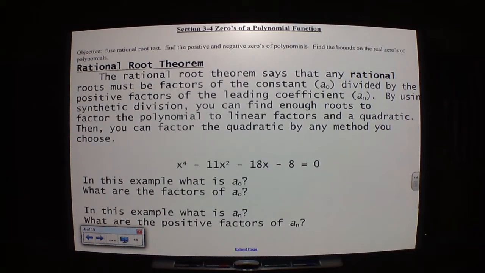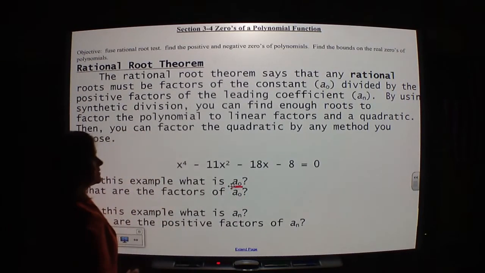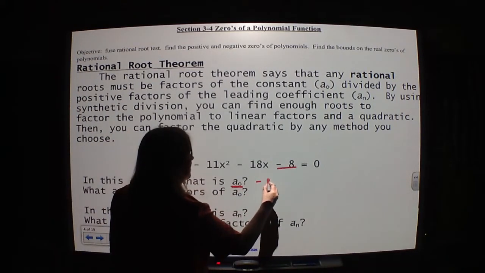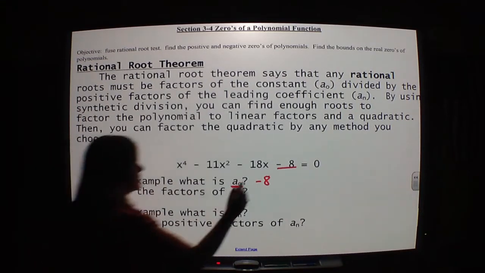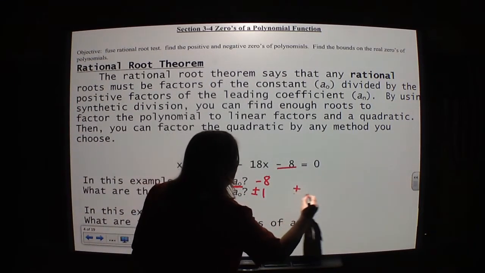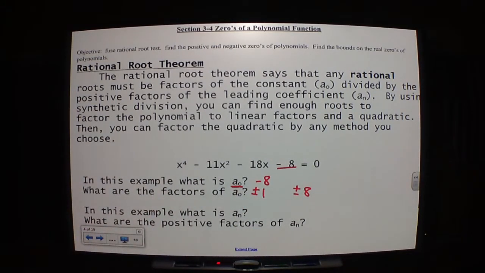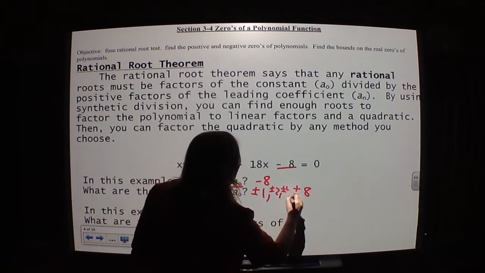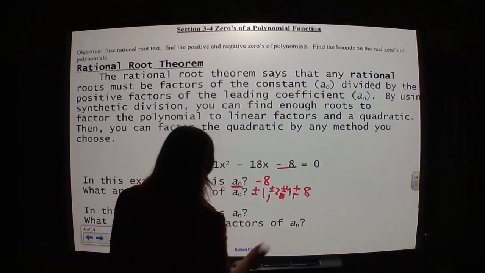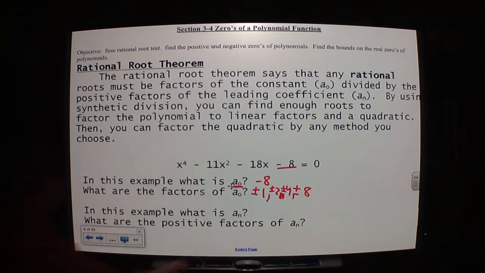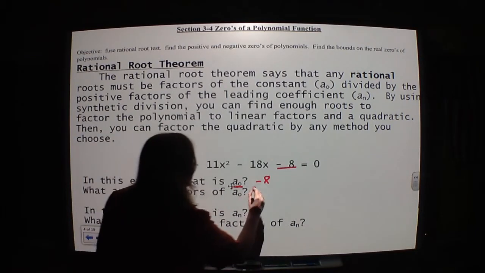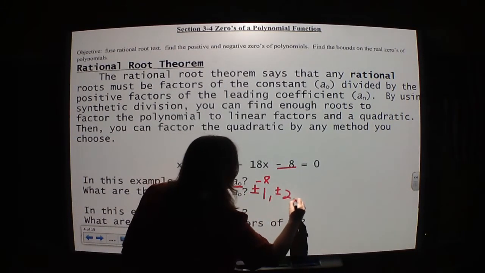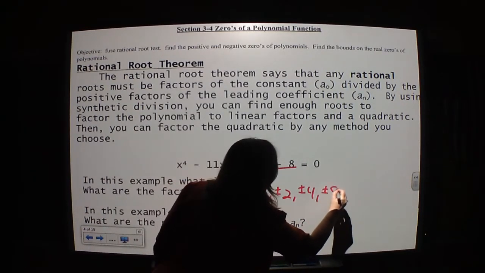So in this example that I have here, x to the fourth minus 11x squared minus 18x minus 8 is equal to 0. My a sub 0, that's your constant term. What is it? I hope you can see that it's negative 8. So what you're going to do is take the factors of negative 8. So plus or minus 1, plus or minus 8, because 1 times 8, with one of them being negative, equals negative 8. Also, 2 and 4. So plus or minus 2, plus or minus 4. So all the factors, rewrite them: plus or minus 1, plus or minus 2, plus or minus 4, plus or minus 8.